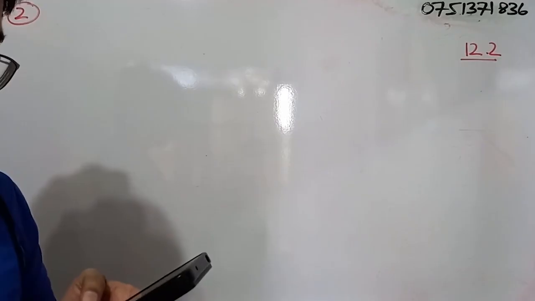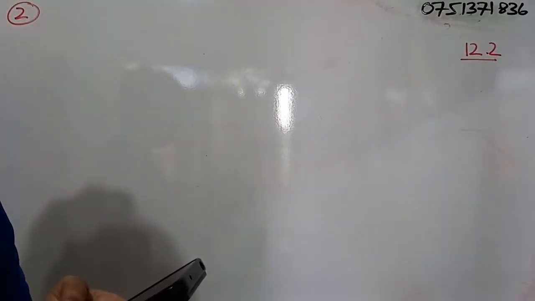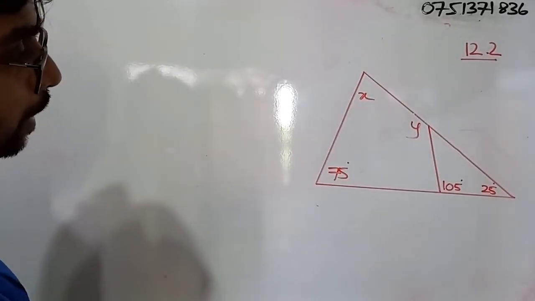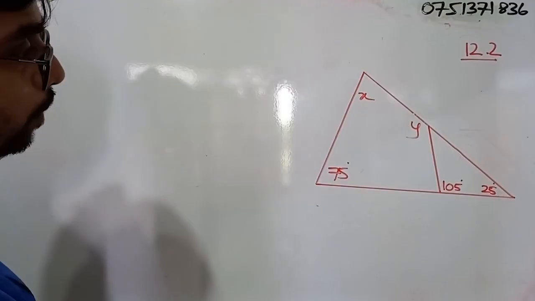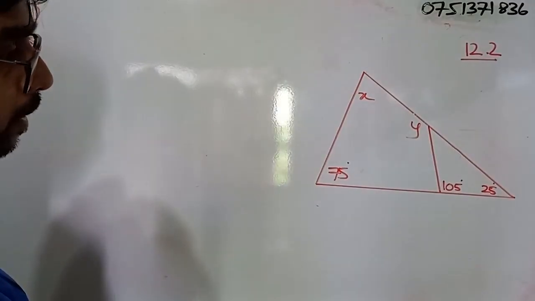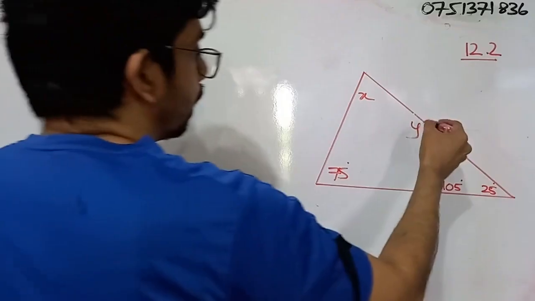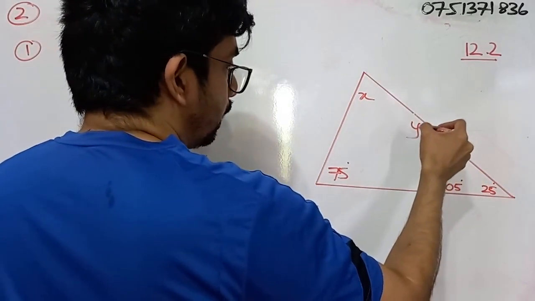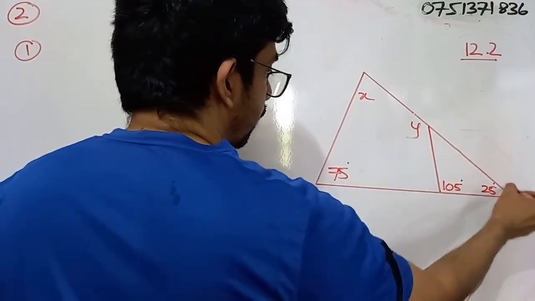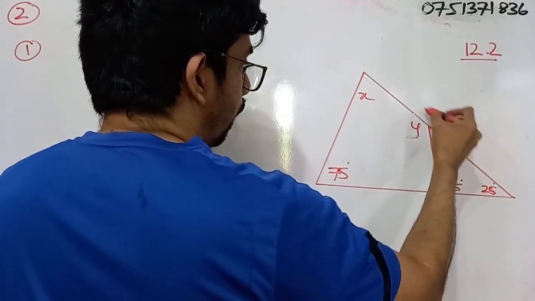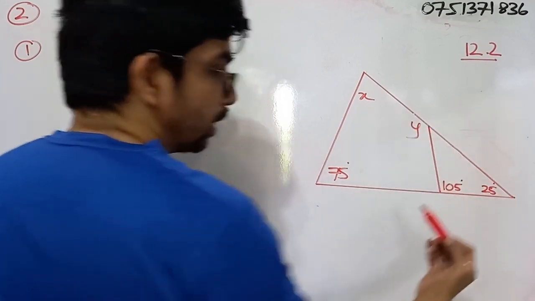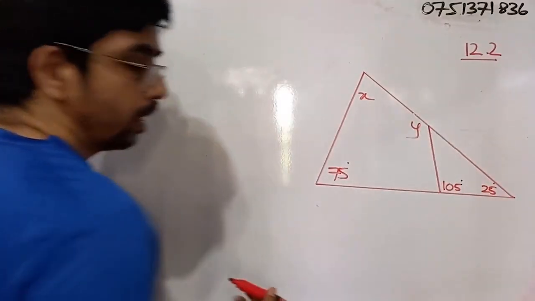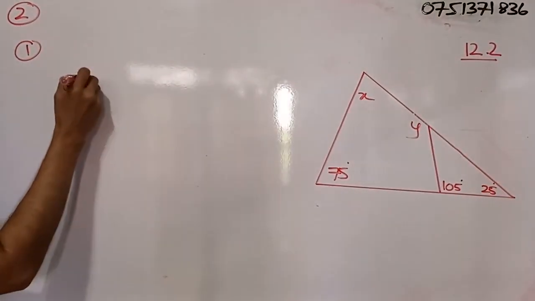Question number 2. Find the values of x and y in each figure given below. So this is the diagram that we have. So we have to come up with the values for x and y. So if we think about y and this triangle, y is an external angle to this triangle. So these two angles are interior opposite angles of y. So y is equal to what?